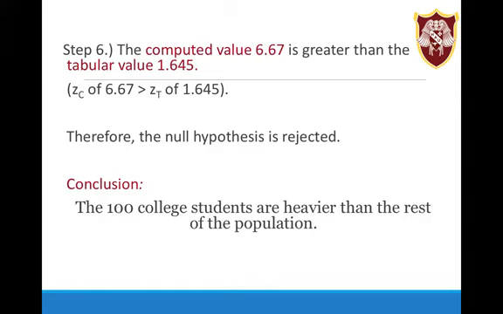And that means that the 100 college students are heavier than the rest of the population. So yung 2 kilo difference is significant. So there is enough evidence to claim that the 100 college students are really heavier than the rest of the population.